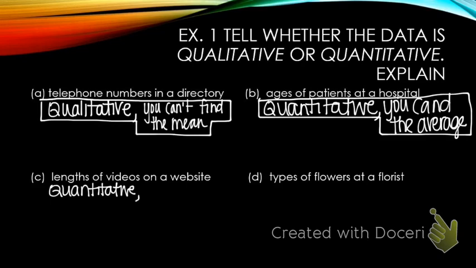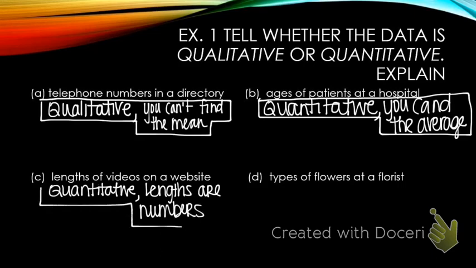And what would be the best explanation? One that I haven't written up here yet. It's quantitative because lengths are numbers. All right, so again, once you're on your own, I don't care, but I do want you to have more than one option in your notes. So you can tell me that you can find an average. I see up here that that did not come out right. I have no idea what I was writing there. Okay, so you can tell me that you can find the average. You can tell me lengths are numbers. There's a couple different ways you can tell me why you picked quantitative.